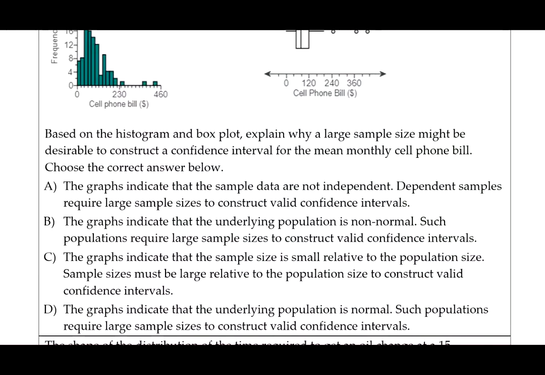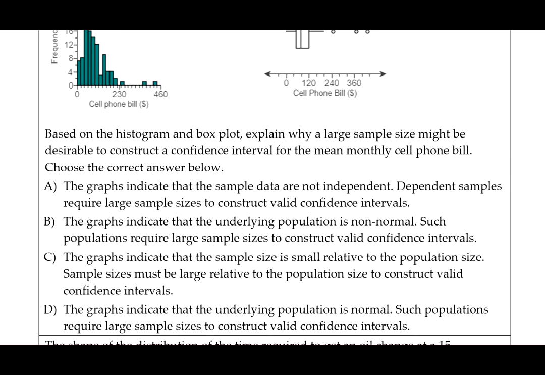A, the graphs indicate that the sample data are not independent. Dependent samples require large sample sizes to construct valid confidence intervals. While the graphs don't show us independence, that comes from whether the sample size is less than 5% of the population size. A simple random sample of 100 people is less than 5% of all people that have cell phones.